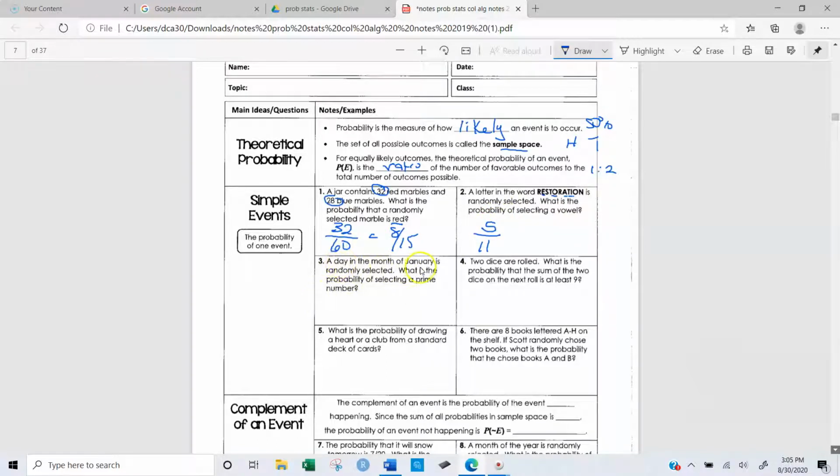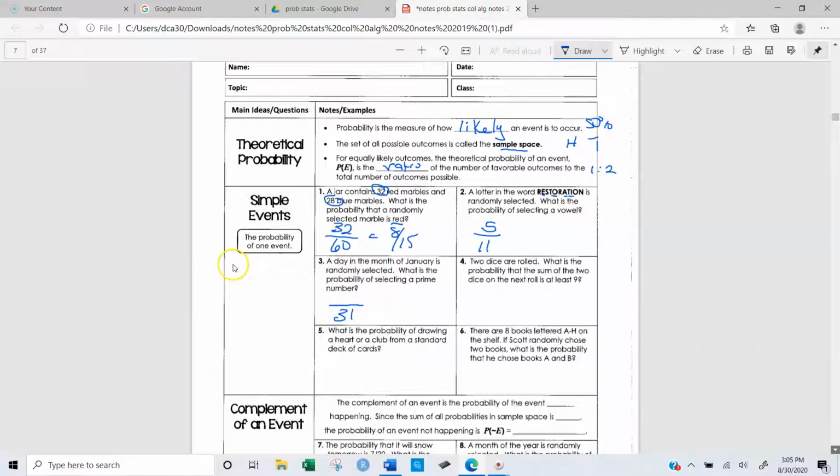A day in the month of January is randomly selected. What is the probability of selecting a prime number? Well, now you're going through your 1 through 31, because January has 31 days in it. So I have 31 days. Out of those 31 days, who is prime?